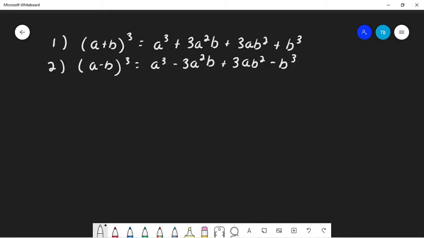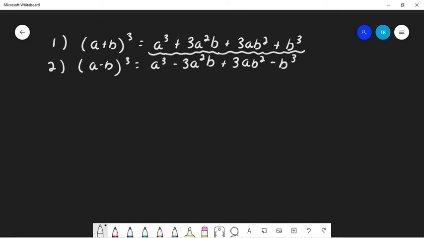Okay, so in number one, when we cube a binomial where we're adding the two terms, the product will always be the cube of the first term, so that's a cubed, plus 3 times the square of the first term times the second term, so that's the 3a squared b, plus 3 times the first term times the square of the second term, plus the cube of the second term.